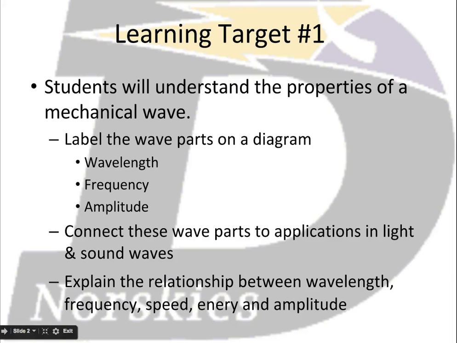Learning Target 1 states that students will understand the properties of a mechanical wave. There are three sub-skills that students must perform in order to be successful at Learning Target 1. The first of those skills is you must label the parts of a wave on a diagram. The three big parts that we will be discussing are the wavelength, frequency, and amplitude of a wave.